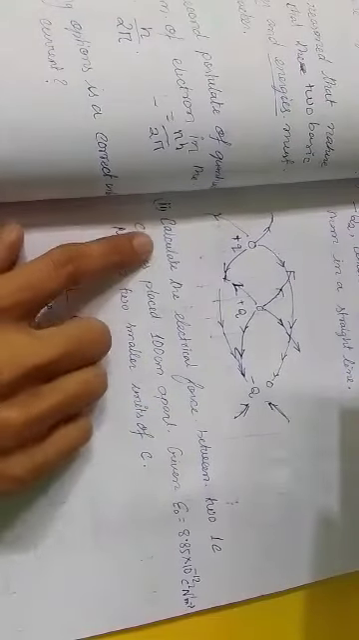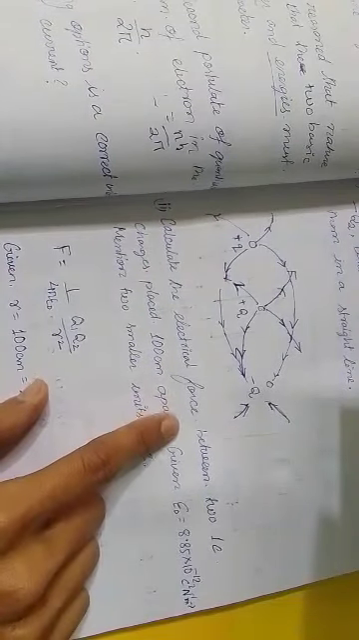The next question is: calculate the electric force between two 1 coulomb charges which are placed 100 cm apart, given epsilon naught is equal to 8.85 into 10 to the power minus 12 coulomb square per newton per meter square. Then mention two smaller units of coulomb.